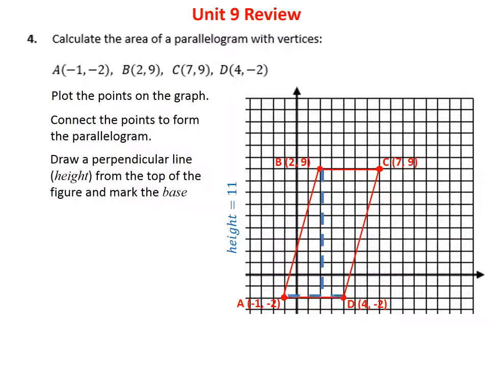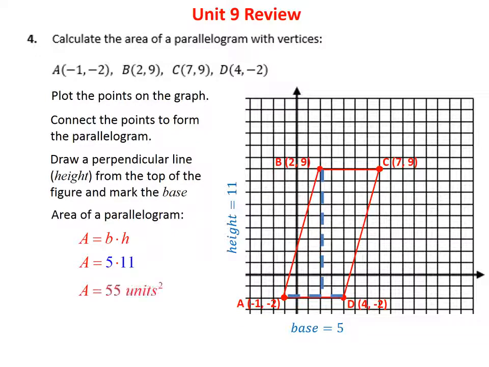And then the base, just counting that, 1, 2, 3, 4, 5. So that's 5 units there. Again, I could use the x coordinates there. 4 subtract -1 is 5. And now our area is base times height, so it's 5 times 11, and it's 55 units squared.